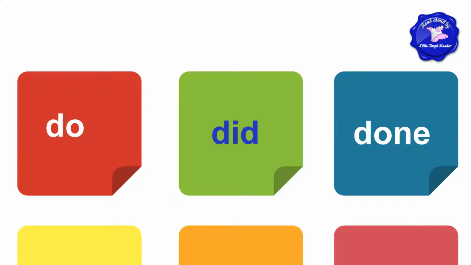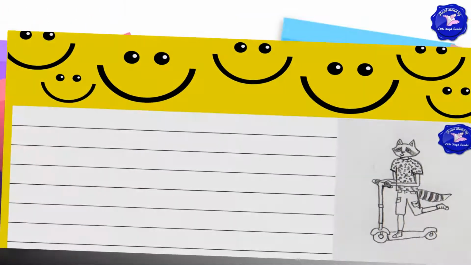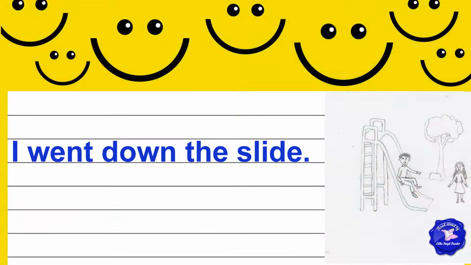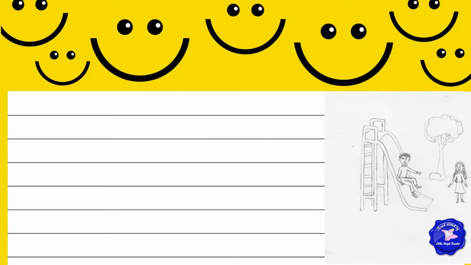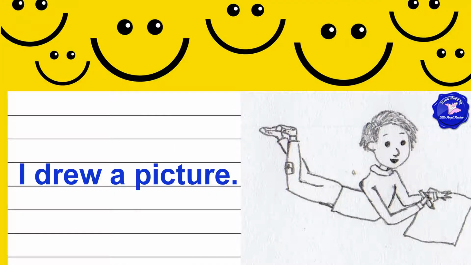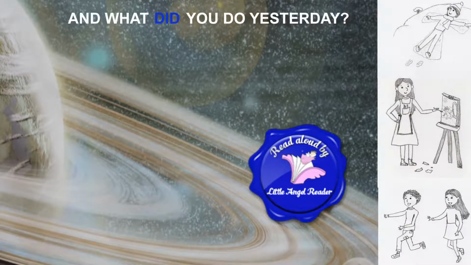Do, did, done. What did you do yesterday? Go, went, gone. I went down the slide. Draw, drew, drawn. I drew a picture. And what did you do yesterday? What did you do?